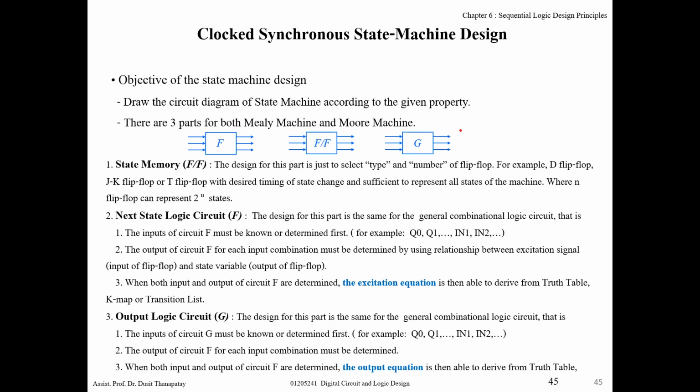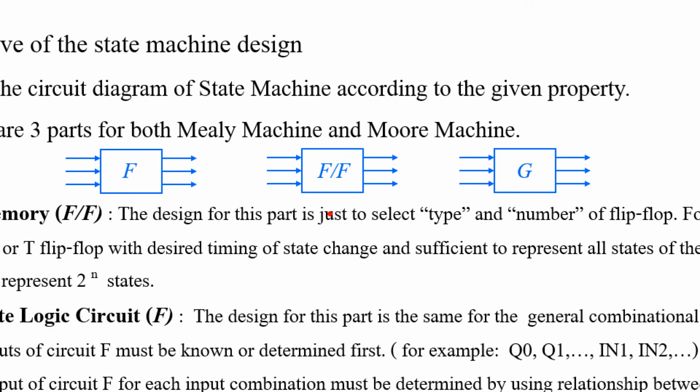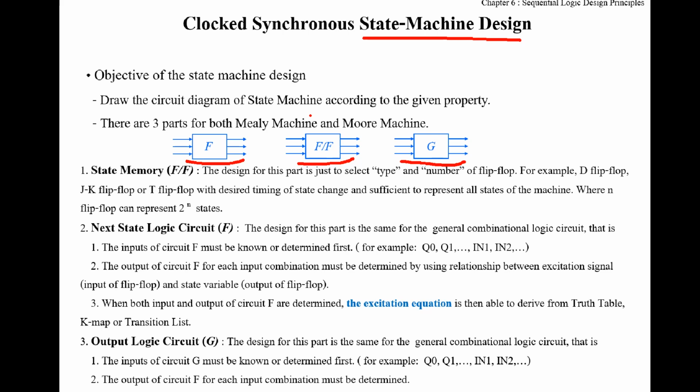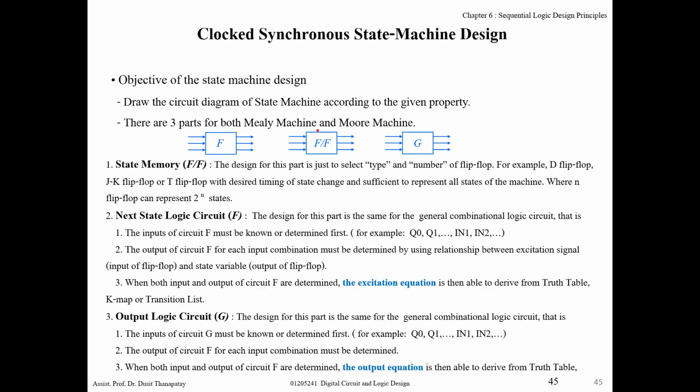Today we learned about clock synchronous state machine design. Okay, from the basic structure of a state machine that you already know, it is composed of flip-flops, next state logic F, and output logic G. So for the design, you must design all of these three parts of the circuit.